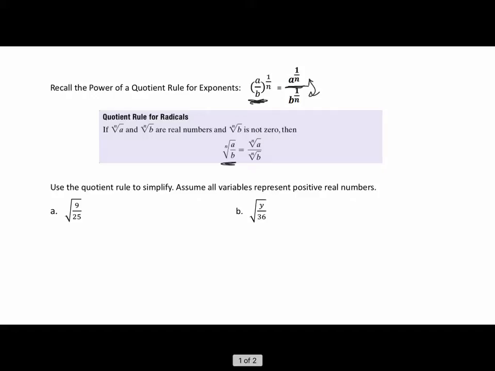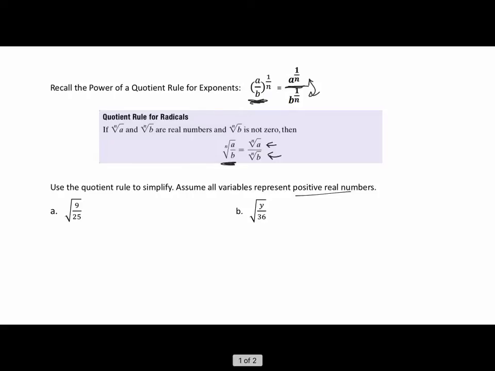If you have a single radical with a quotient, you can split that radical up into two separate radicals, one for the numerator, one for the denominator, and they will also have the same index. So let's use that quotient rule to simplify radicals here, assuming that all variables represent positive real numbers, and that's so we don't have to worry about absolute values.